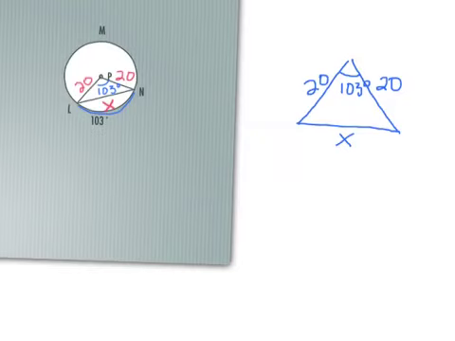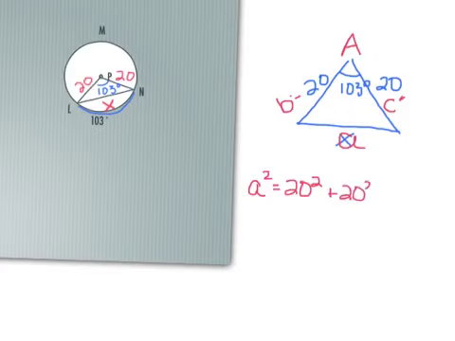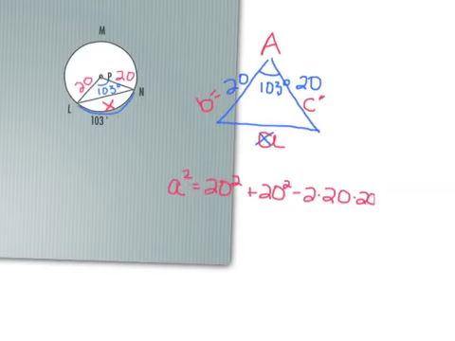I don't have angles and sides that match up, but I could set this up with your very favorite law of cosines. Let's call this side A, and this angle A, my B and my C. I would write it out as A squared equals 20 squared plus 20 squared minus 2 times 20 times 20 times cosine of angle A.